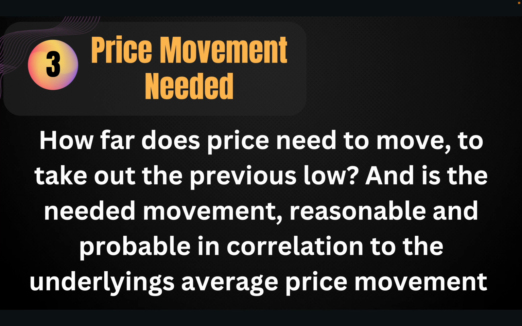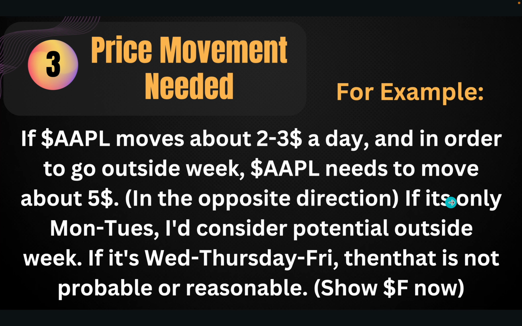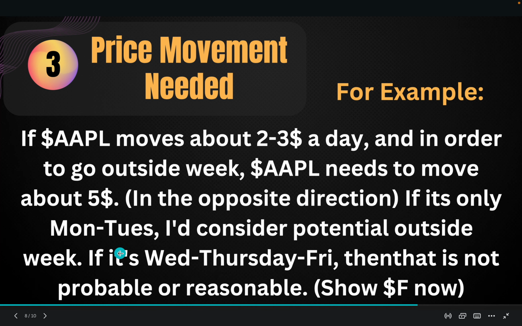This is when you got to go into the specific stock and kind of gauge, all right, how much does this thing move on any given day, and how much does it need to move to take out the previous low or high? All right, so for example, if Apple moves about $2 to $3 a day, and in order to go outside week, Apple needs to move about $5 in the opposite direction. If it's Monday or Tuesday, I consider potential outside week. If it's Wednesday, Thursday, Friday, then that's not probable, right?